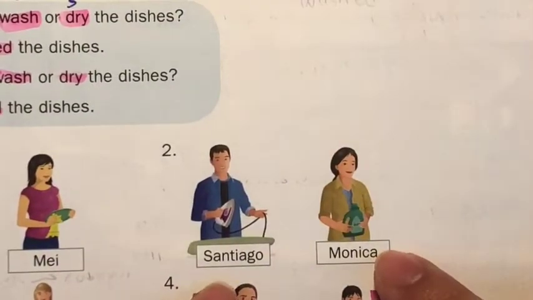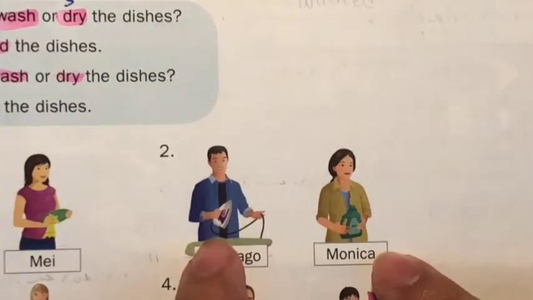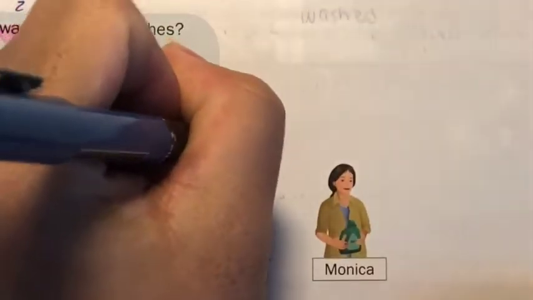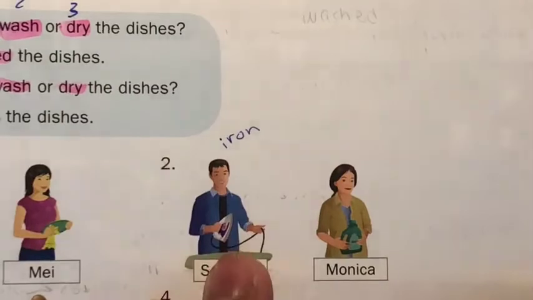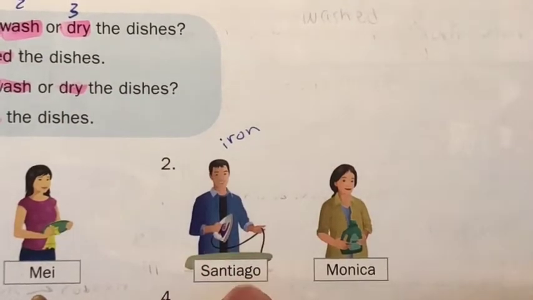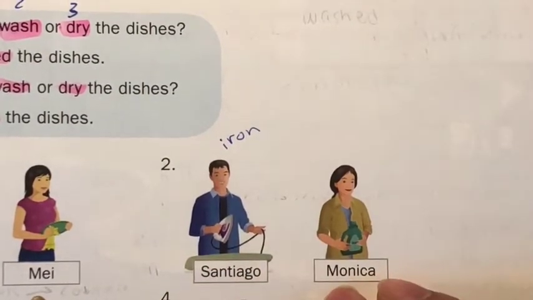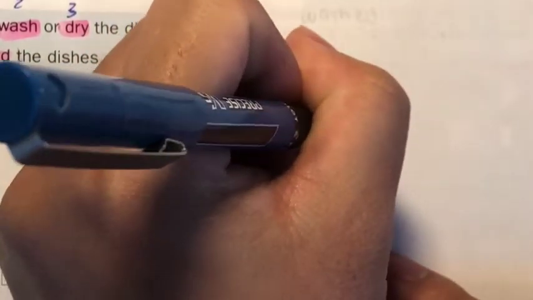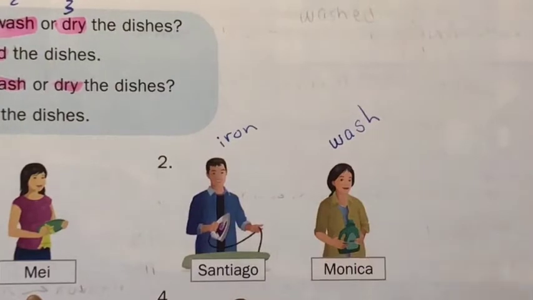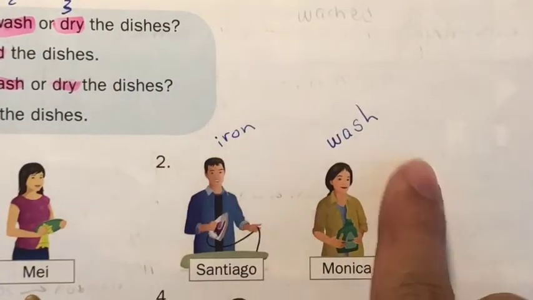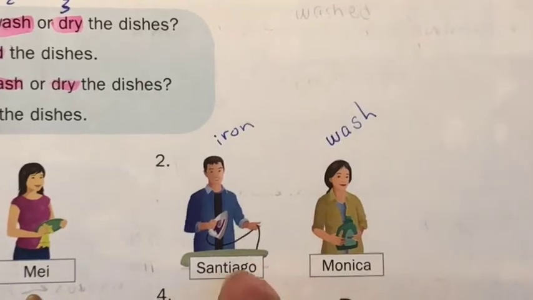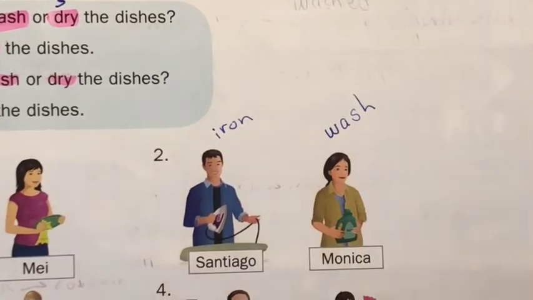So let's look at number 2. We have someone who irons the clothes. This is an iron. With clothes, you iron them. Number 3, she's holding a bottle of soap, so I'm going to say wash the clothes. Iron the clothes, wash the clothes. So, did Santiago iron or wash the clothes?